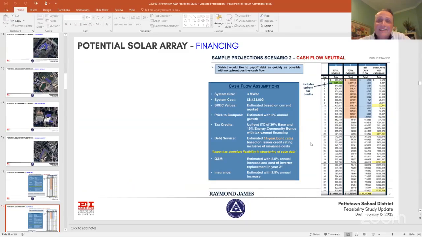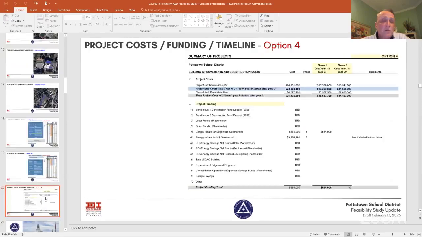So again, these are just examples. You'd have to do a strategy for the district to understand what works best for you. But it shows you the numbers are really working now, based on the incentives that are out there for solar with the Inflation Reduction Act and a couple other things.